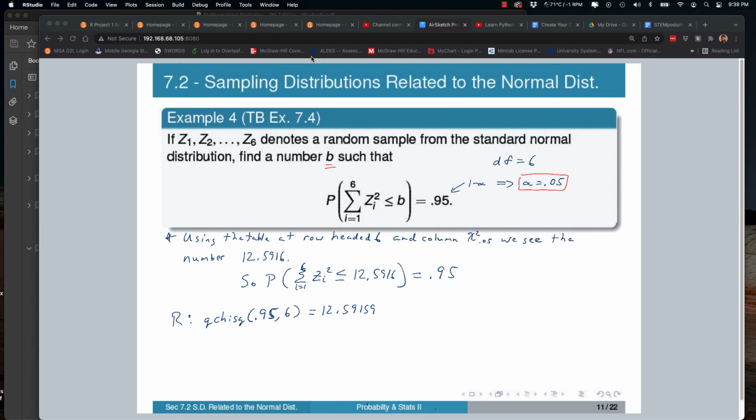Okay, so what does the 12.5916 really represent? What is that value? B equals 12.59159 is the 95th percentile or quantile. I like percentile better here because quantile makes you think of quarters, right?